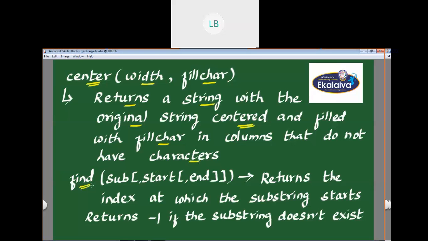The next one we have is the find function. This function is used to search for the first occurrence of the substring in the given string. It returns the index at which the substring starts. It returns -1 if the substring doesn't exist. We can mention a start value and an end value to give the range in which the function can search for the substring. These two index values are optional.